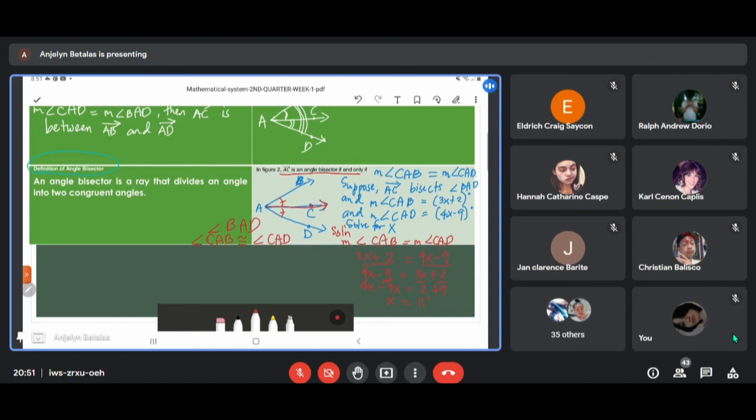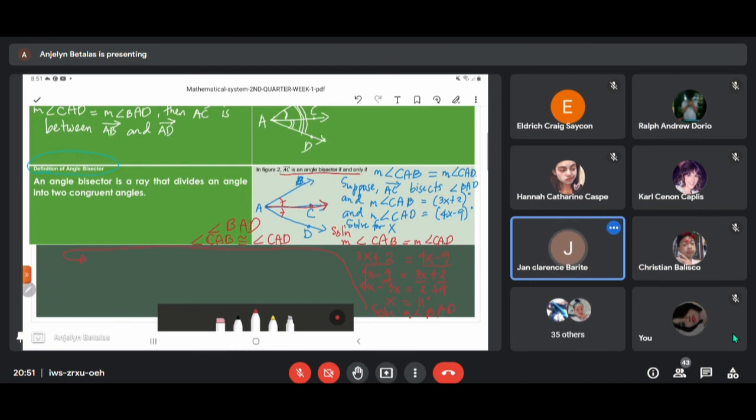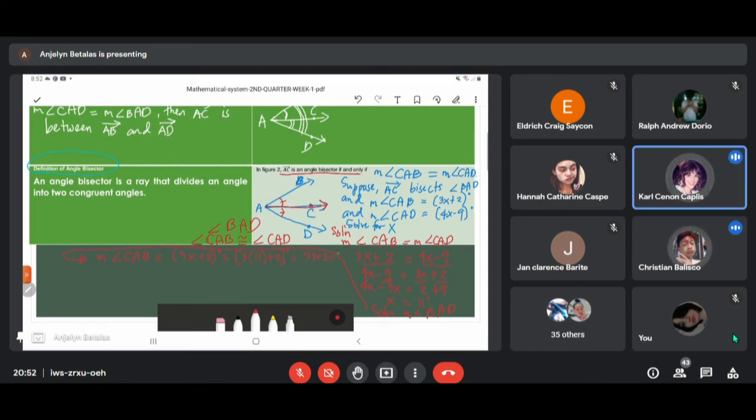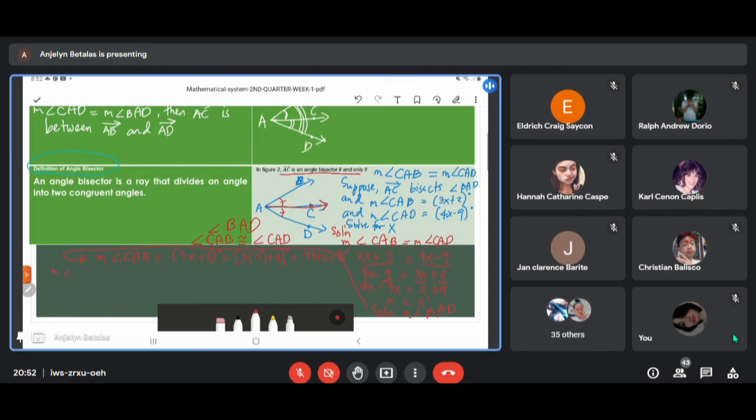So then, what is the measure of angle BAD? Substitute x. Let's solve 3x plus 2 degrees. 3 times 11 is 33, plus 2 is 35. So the measure of angle CAB is 35 degrees.